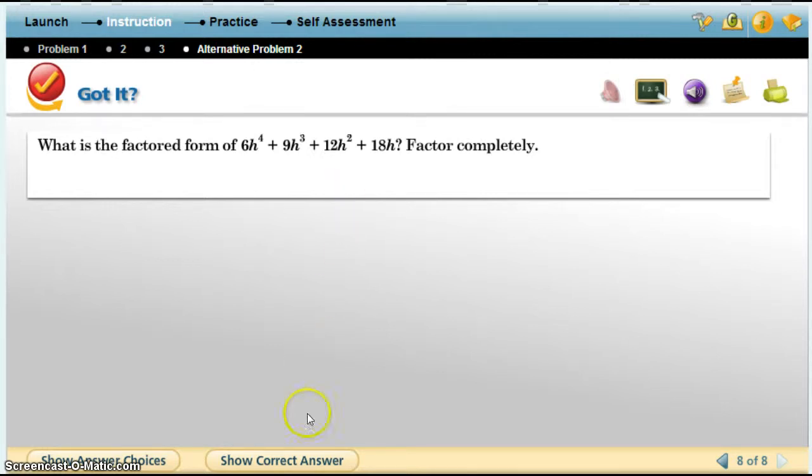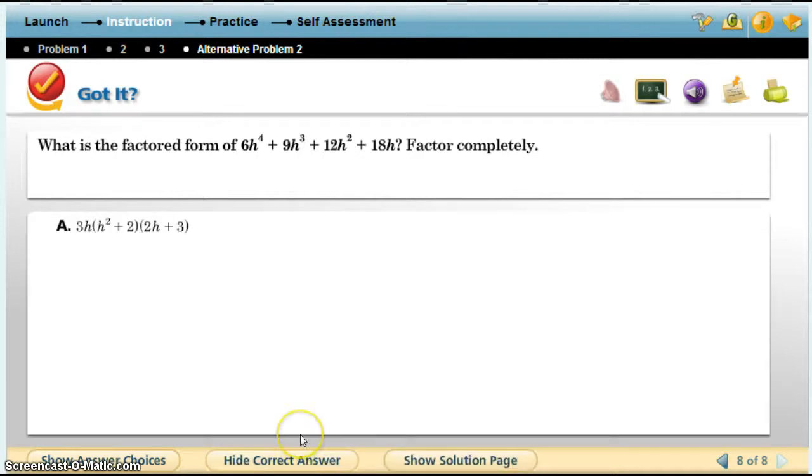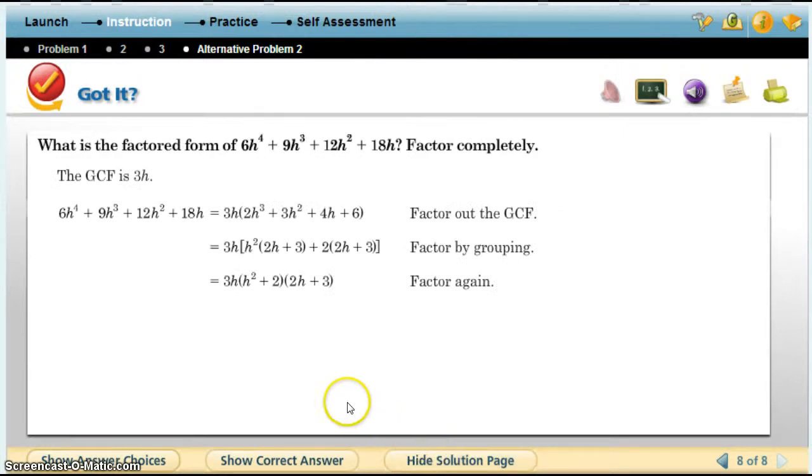All right, so your correct answer, pause the video if you still need more time, but your correct answer for this is 3h times the quantity h squared plus 2 times the quantity 2h plus 3. All right, so again, factor out your GCF, then factor by grouping. So you can look through there and see that's exactly what they did for this problem. And we will do more factoring by grouping together in class.